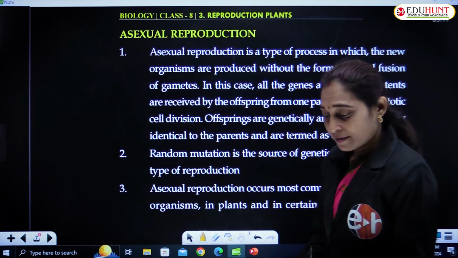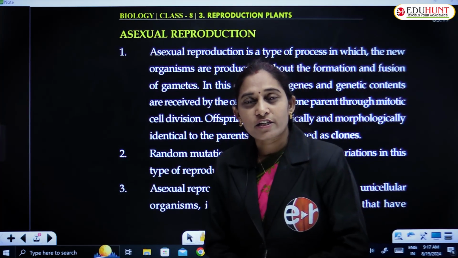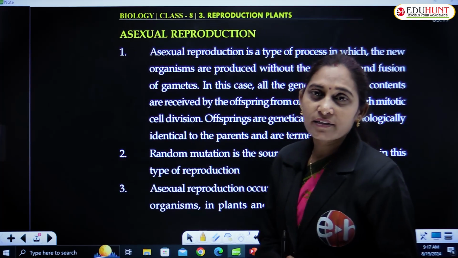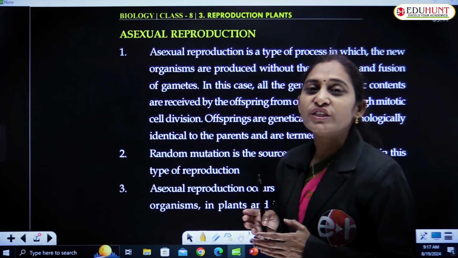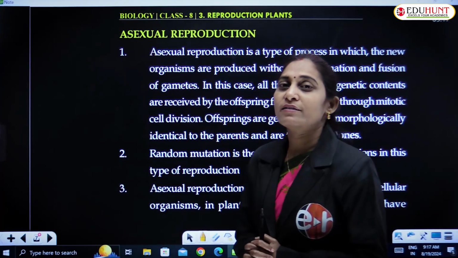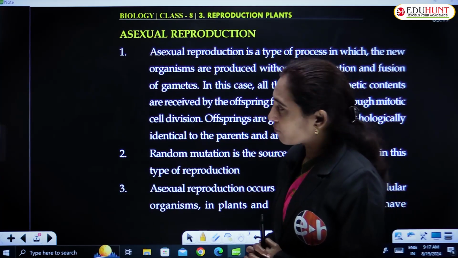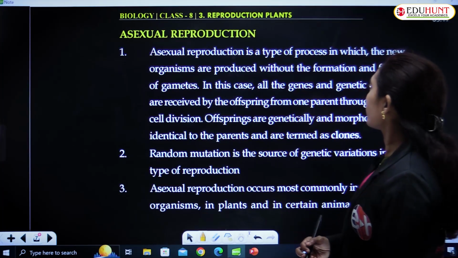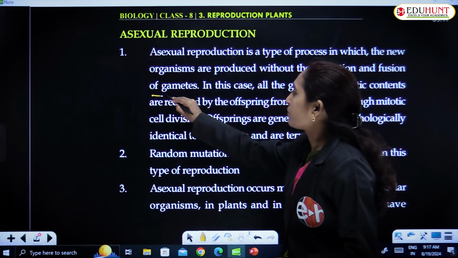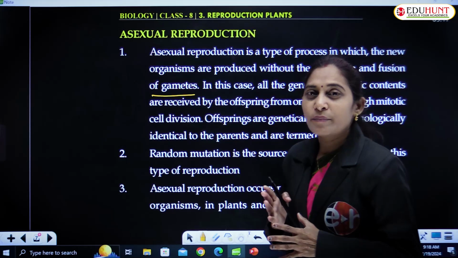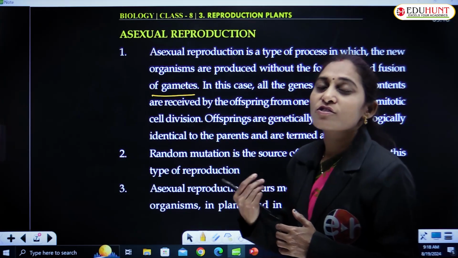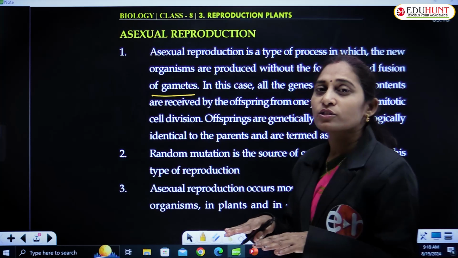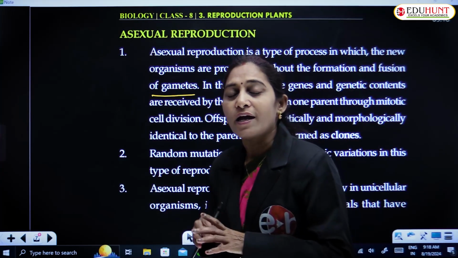Asexual reproduction, as I mentioned in my previous session, is faster and involves only a single parent and results in no genetic variation. Keep it in your mind that only a single parent is involved. It is a type of reproduction in which new organisms are produced without gametic fusion. Gametes are meiotic products which are produced during sexual reproduction. But as we are talking about asexual reproduction, there is no formation of gametes and fusion of gametes.